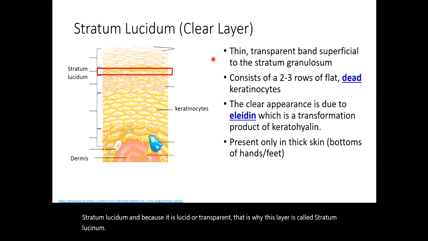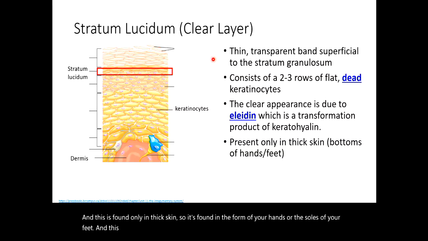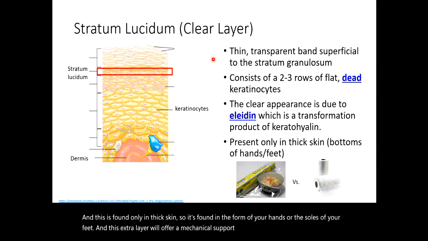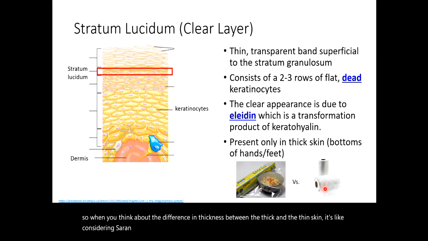And this is found only in thick skin, so it's found in the palm of your hands or the soles of your feet. And this extra layer will offer mechanical support against physical abrasion, right? And so when you think about the difference in thickness between the thick and the thin skin, it's like considering saran wrap versus paper towel, right? So that's all the differences. It may not seem like much, but it's sufficient to get the job done in the thick skin.